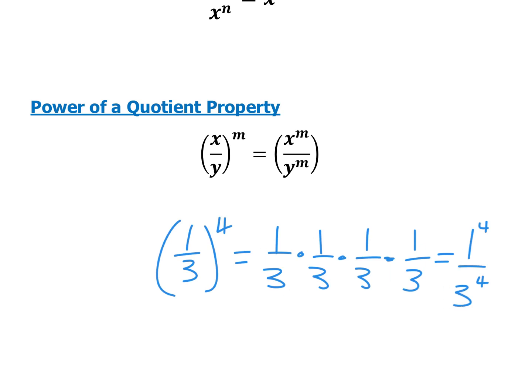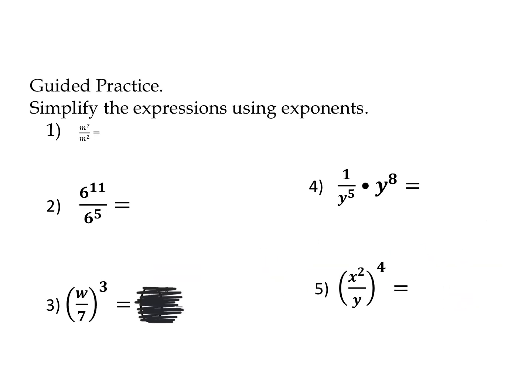All right, let's see how we can apply this. So we see some practice problems here. You can try these on your own as well. There's some more coming up, so you'll have another chance to practice some of these. So this first one starts a little small. M to the seventh over m squared would be m to the 7 minus 2, would be m to the fifth.